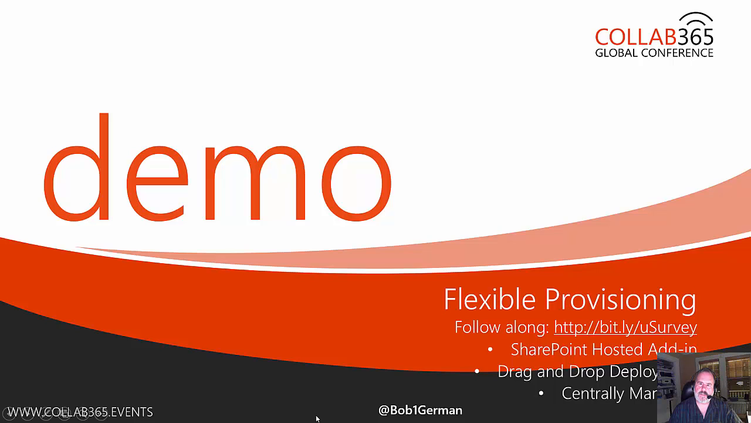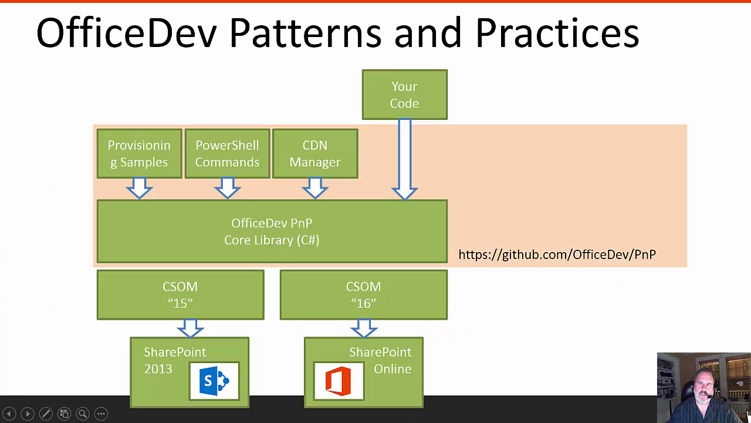Okay, so I just want to take a minute to show you how this PowerShell library is constructed. The OfficeDev Patterns and Practices library is everything inside of the orange box here. At its foundation, it has something called a core library. What that is, it sort of extends the normal CSOM, the client-side object model, with things that are missing from the CSOM and things that make it more convenient.